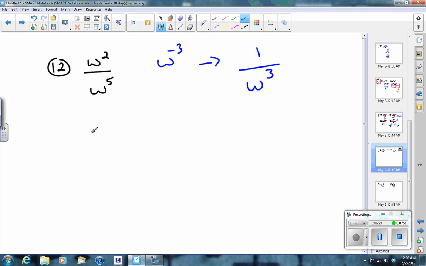Or when you look at this problem, just start where the larger exponents are. We have more w's being factored here in the denominator, so start there. 5 minus 2 is 3. And it was in the denominator. There's none left up in the numerator. 1 will hold the place. And we're done.